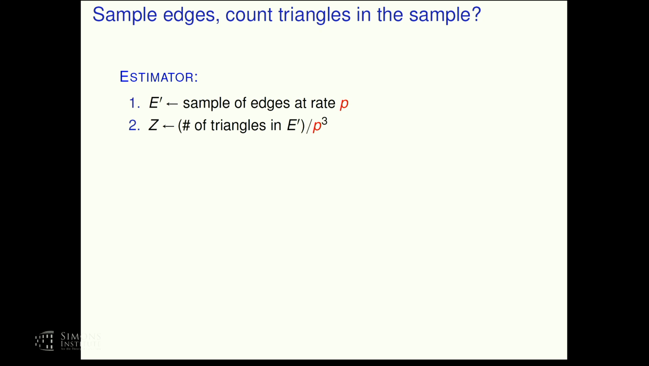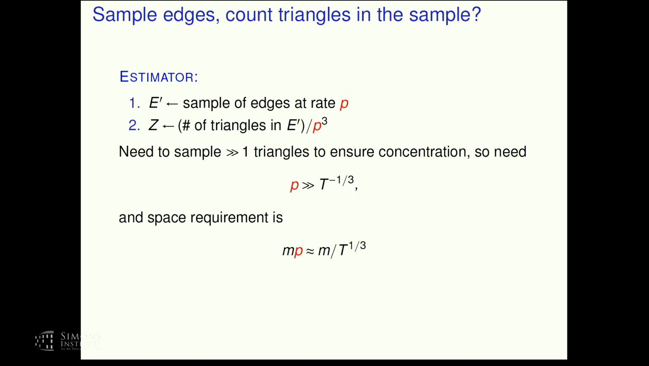So, the first suggestion is perhaps just take a sample of the edge set of the graph at some rate p. Let the sample be E prime, and then my estimator is going to be the number of triangles in the sample divided by p cubed, which is exactly what will make the estimator unbiased.